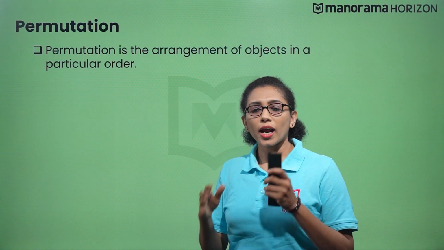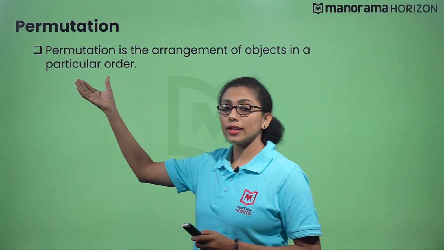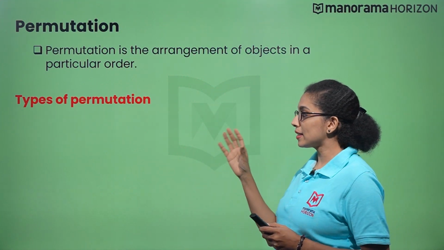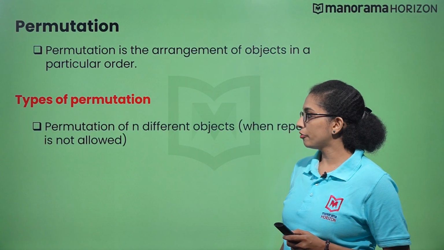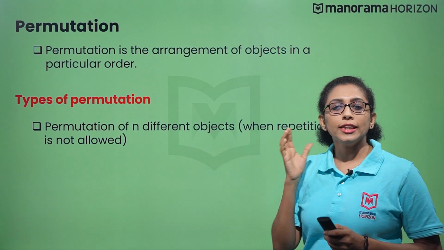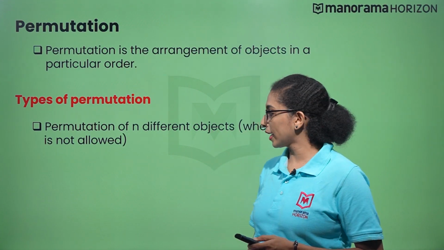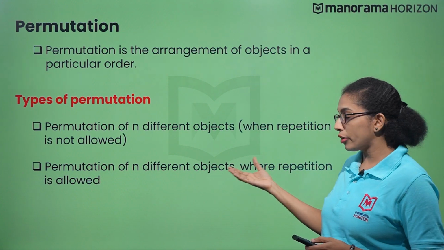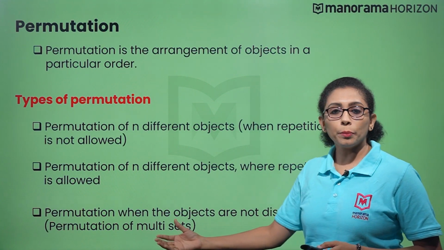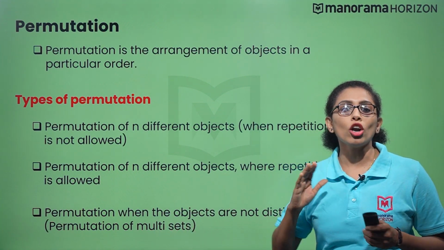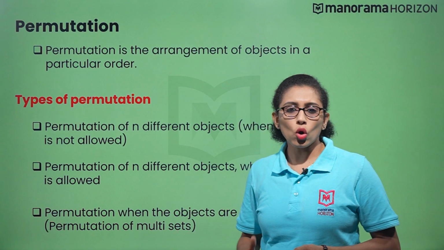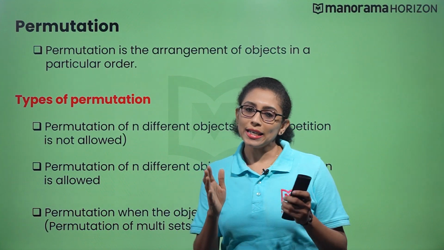Permutation is the arrangement of objects in a particular order. It can be classified into three main categories. Let's see them one by one. First, permutation of n different objects where repetition is not allowed. Second, the permutation of n different objects where repetition is allowed. And the third one, the permutation when the objects are not distinct, that means the permutation of multi-sets. So, let us understand one by one in detail.